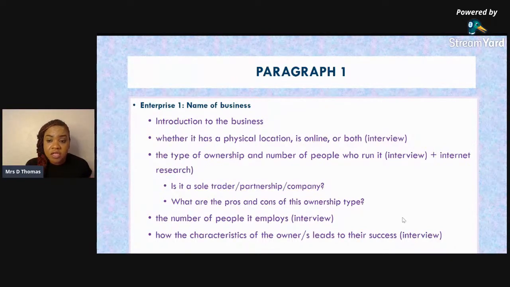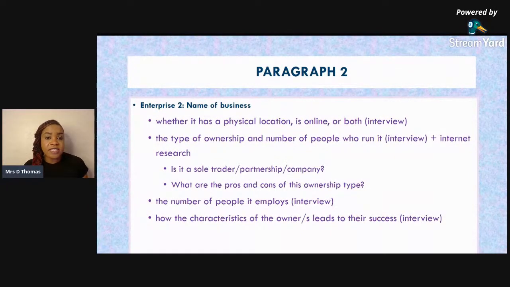And again, you need to interview these persons and find out about these skills and characteristics that you will need to write about. And this is the same thing. So you have paragraph 1, you have all the information. It's not going to be the same information, it's the same topic areas you are going to write on for paragraph 2. So you're going to do it twice, but for two different businesses.